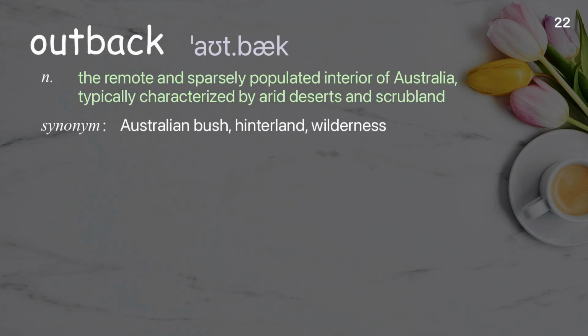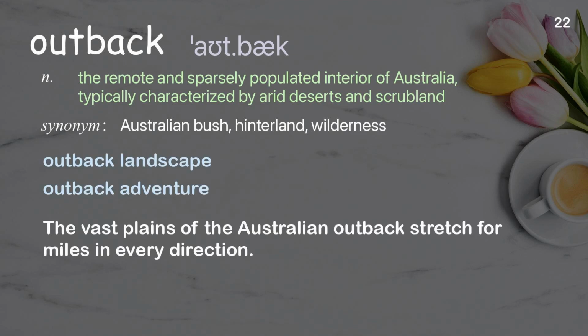Outback. The remote and sparsely populated interior of Australia, typically characterized by arid deserts and scrubland. Examples: Outback landscape. Outback adventure. The vast plains of the Australian outback stretch for miles in every direction.